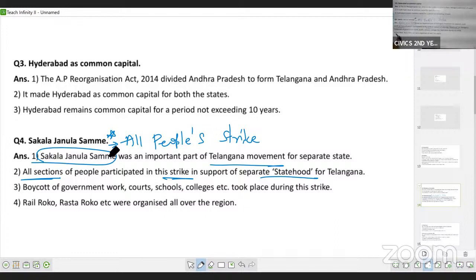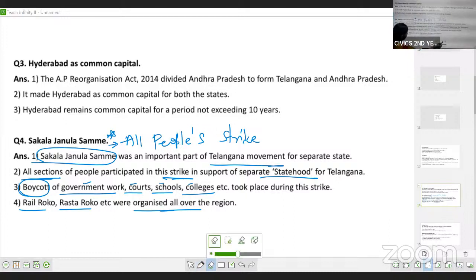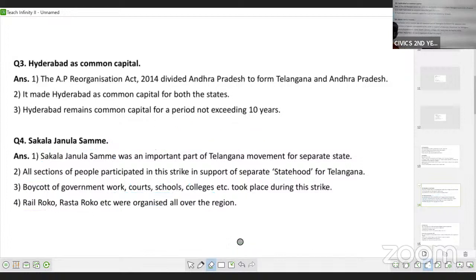When they were on strike, they boycotted government work, courts, schools, and colleges during this movement. Other than this, rail roko and rasta roko were also organized all over the Telangana region. So, the government officers, the employees of government offices, the lawyers in the courts, schools and colleges were closed, to protest for Telangana state.